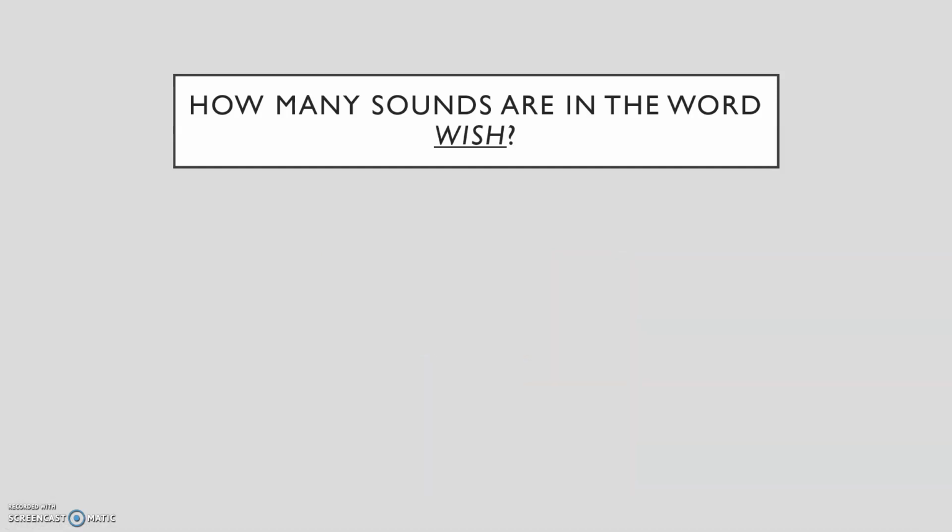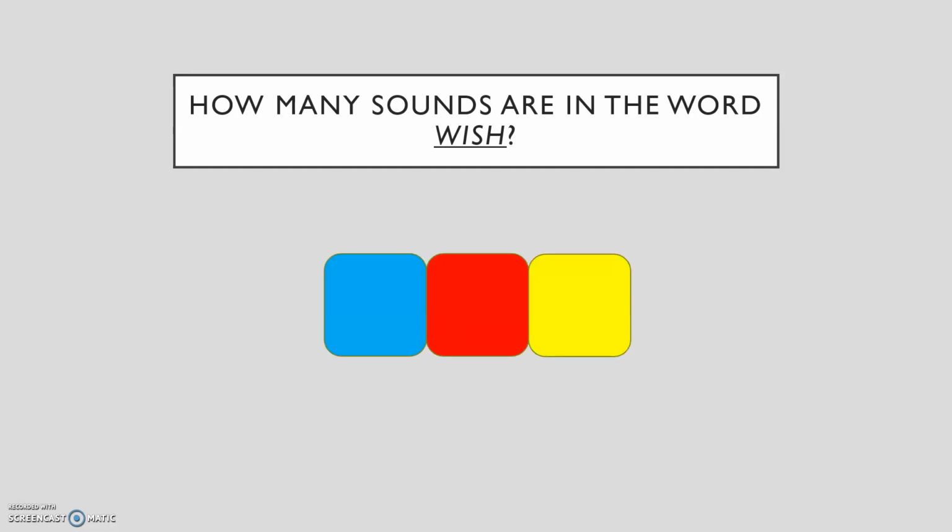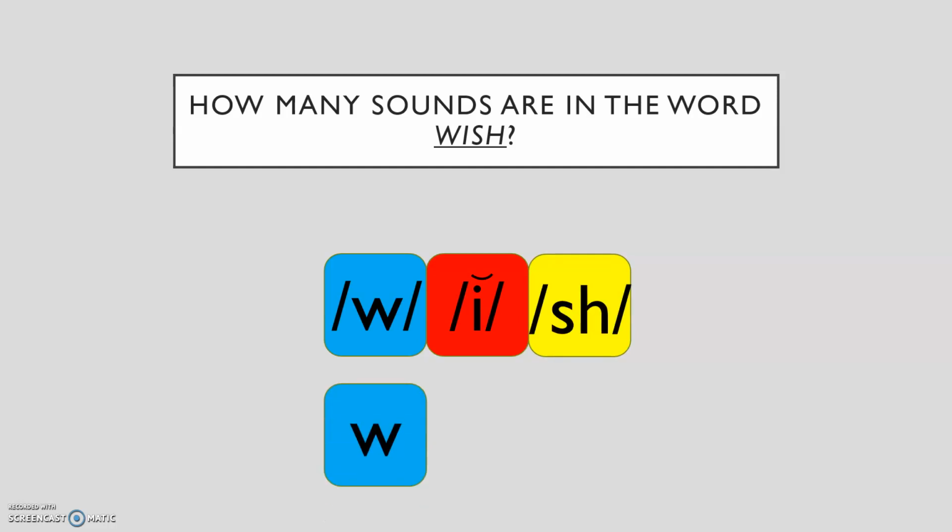Jenny, how many sounds are there in the word wish? There are 3 sounds in the word wish. W, I, sh. This word is a little trickier because it has 4 letters representing 3 sounds. That's because the SH is a consonant digraph where 2 letters make one totally new sound, sh.